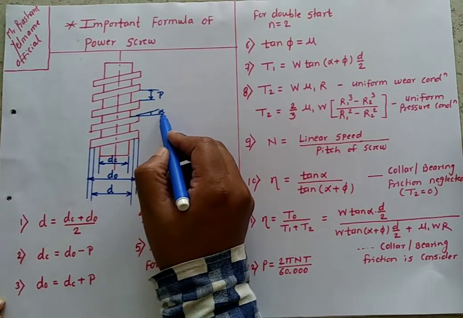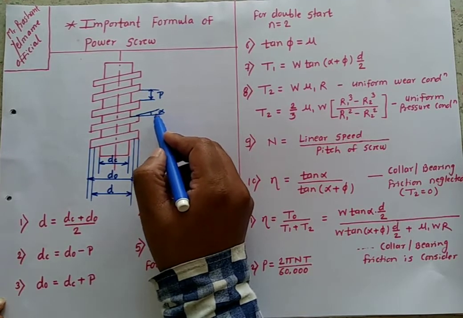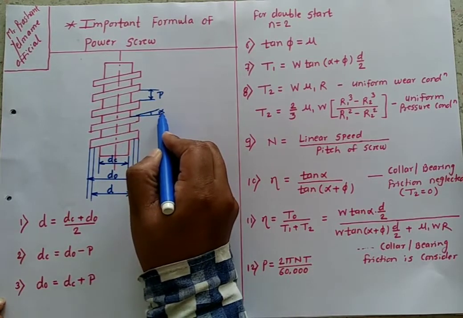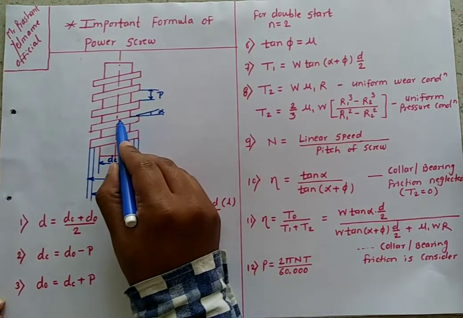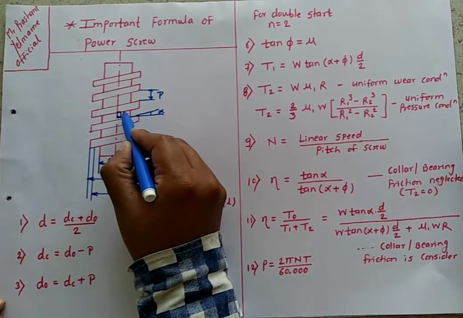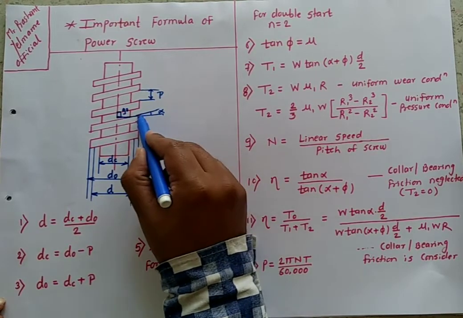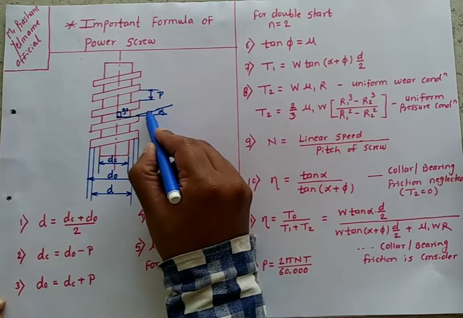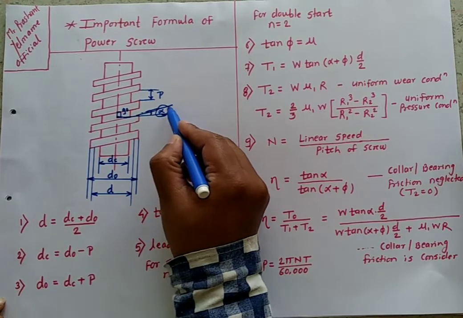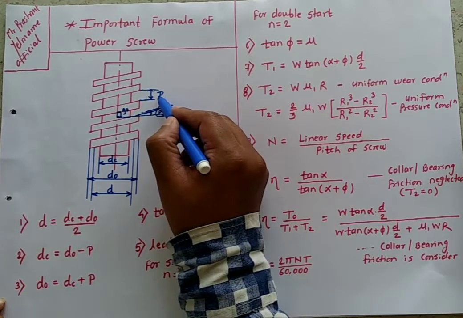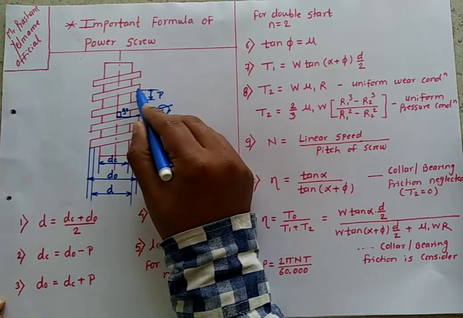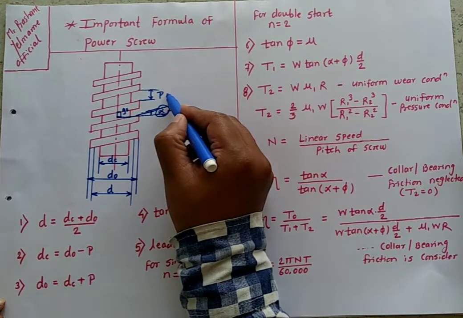Then alpha is nothing but helix angle. Helix angle is the angle between this helix curve and the plane perpendicular to the axis of the screw. This plane is perpendicular to the axis of the screw, so the angle between them is 90 degrees. The angle between that plane and the helix curve is represented by alpha, that is the helix angle. Then small p is indicated by pitch. It is the distance between two adjacent threads, that is pitch.